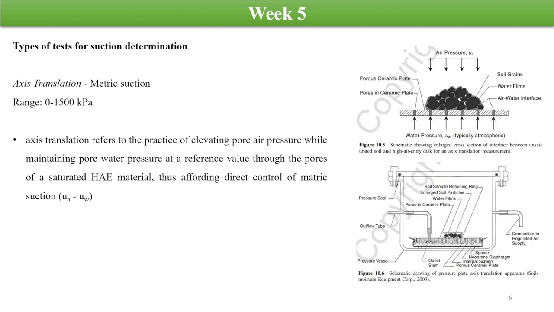There are other tests, like the axis translation technique. This is used to measure the matrix suction to a higher level, like 0 to 1500 kPa. In these tests we have control over the difference between the air pressure and the pore water pressure, which is called matrix suction. So in this chamber we have a soil sample, which is shown here. In this chamber we can maintain a particular matrix suction level by maintaining this air pressure.